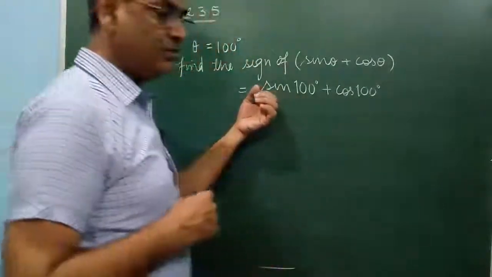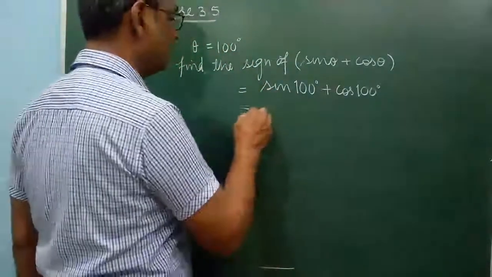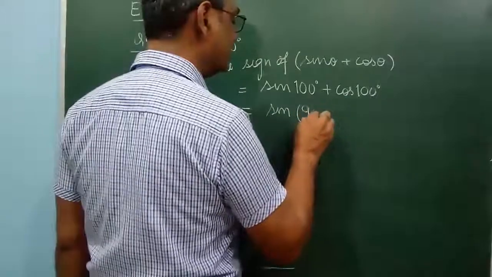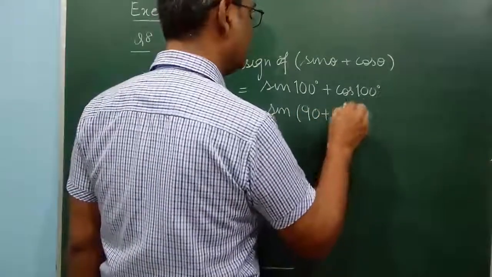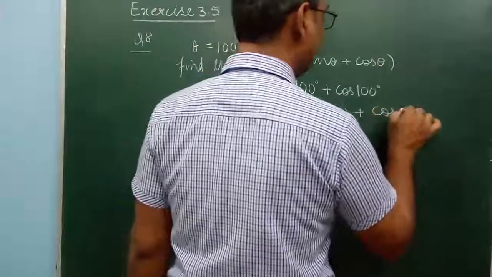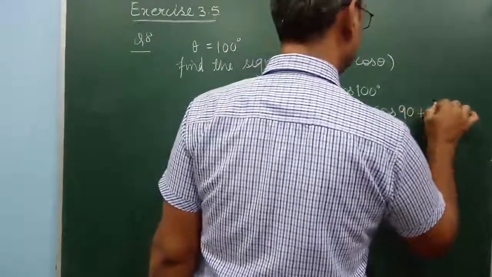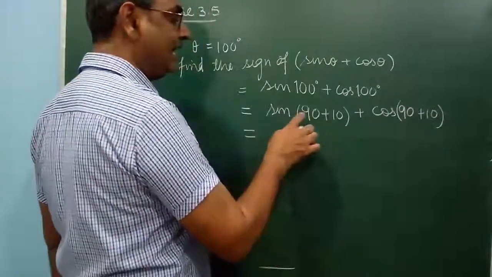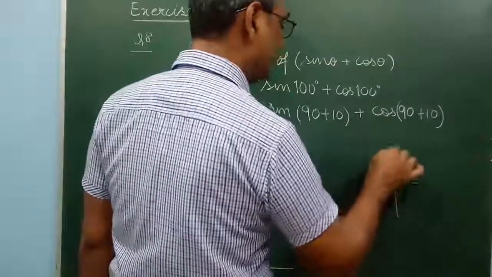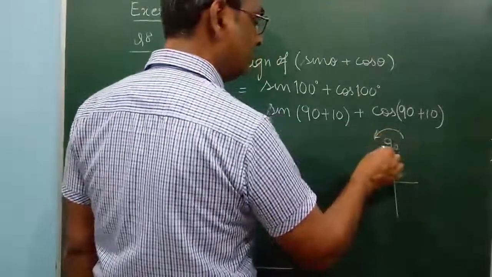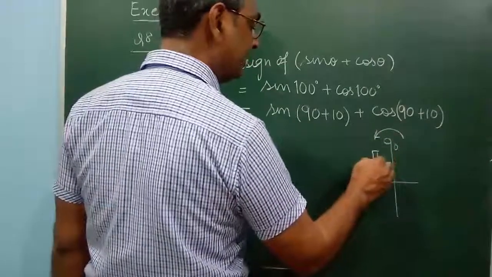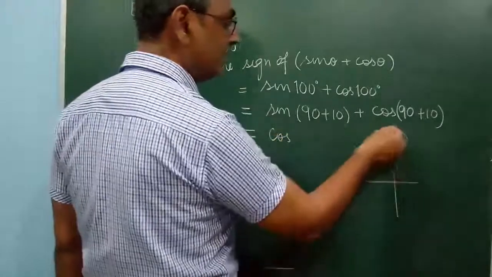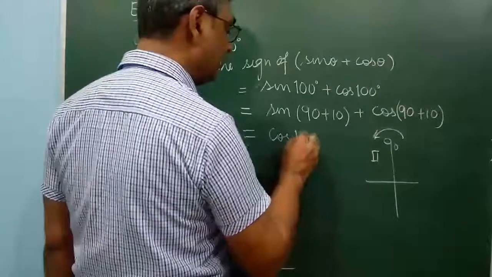If we wish to give the value, what value will be there? This is sine 100. Sine 100 can be written as sine of 90 plus 10. We are going plus, which means we are going to the second quadrant. Sine is positive in the second quadrant. So it will change, because we are crossing 90, so it will be cos 10 degree.